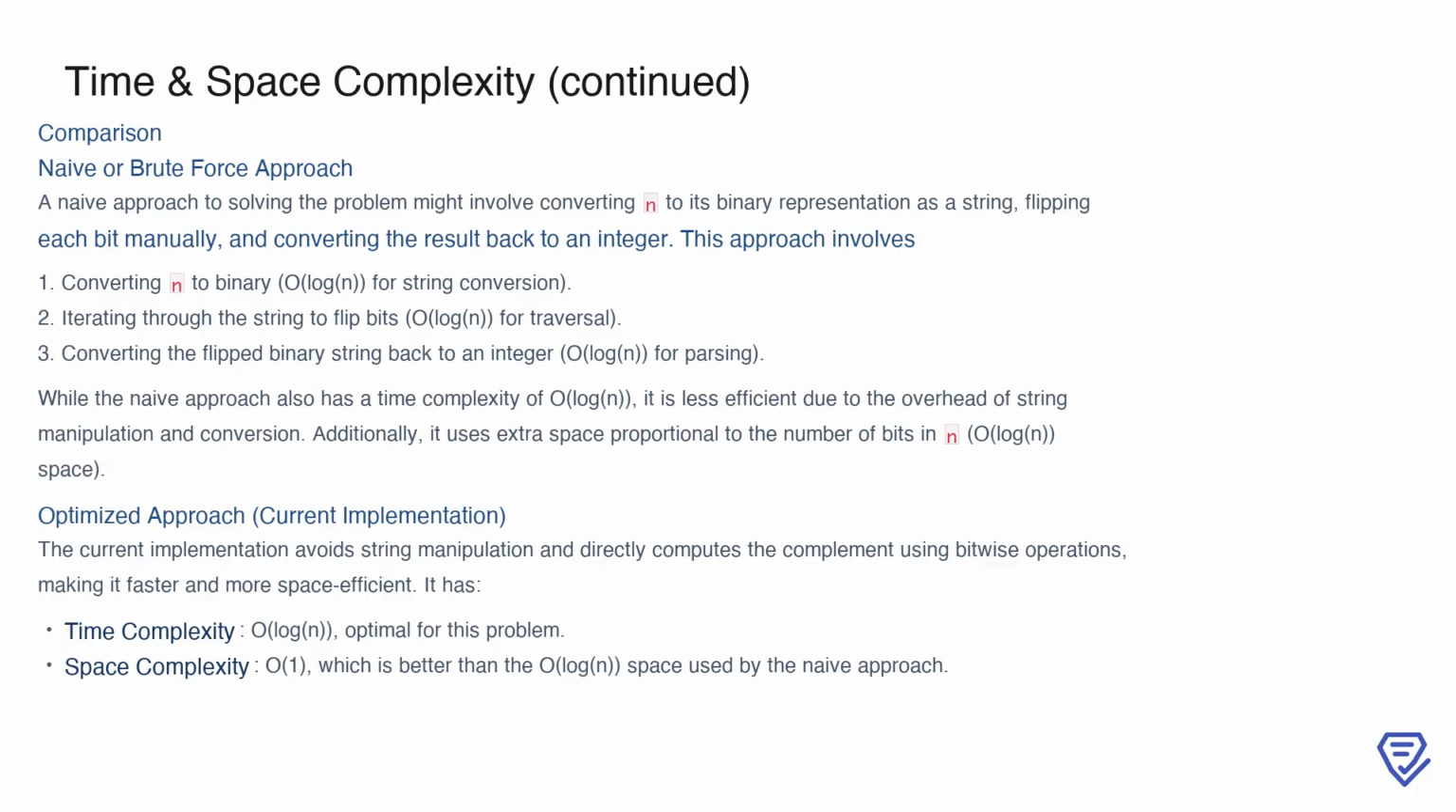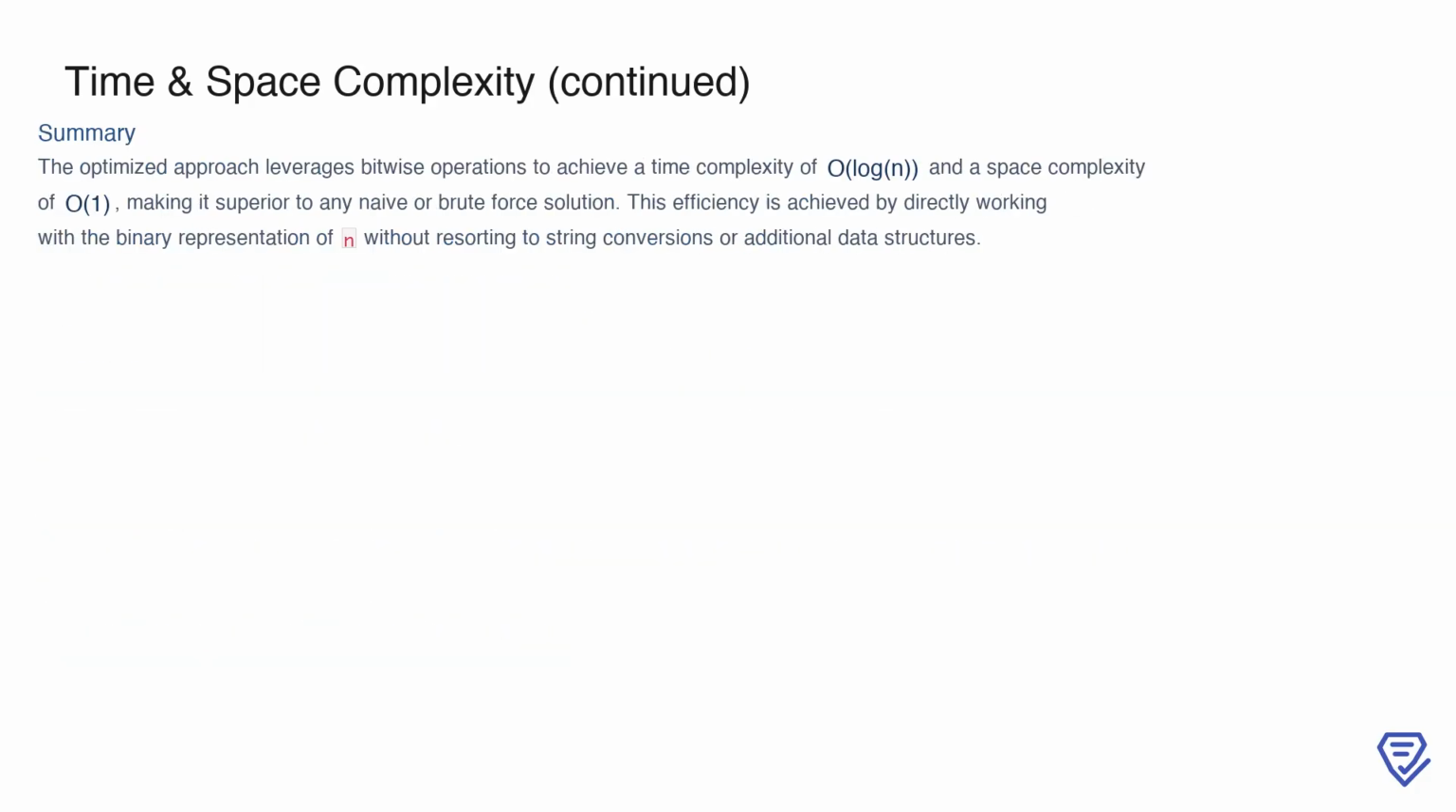In contrast, the optimized implementation avoids string manipulation by using direct bitwise operations, resulting in a time complexity of O(log n) and a significantly better space complexity of O(1). In summary, the optimized approach to solving this problem uses bitwise operations to achieve a time complexity of O(log n) and a space complexity of O(1). This makes it both time efficient and space efficient when compared to naive methods that rely on string conversions and additional memory.